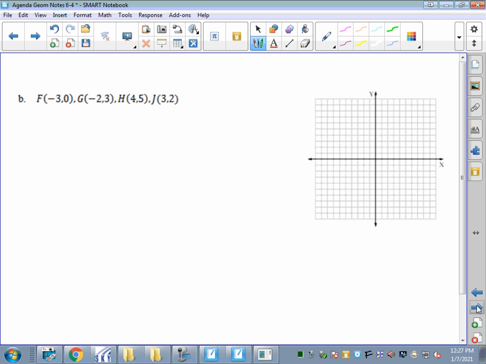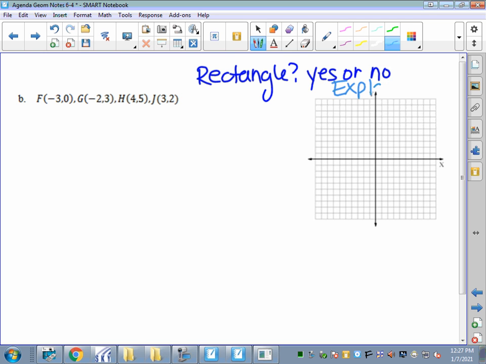Same directions. So is this a rectangle? It's a yes or no question. Yes or no. And explain or justify or show me the work. Remember, it looks like a rectangle is not a good enough answer. So let's graph this guy. F is at negative 3, 0. G is at negative 2, 3. H is at 1, 2, 3, 4, 1, 2, 3, 4, 5. I should have this pre-graphed. J is at 3, 2. So here is my quadrilateral that I'm dealing with.